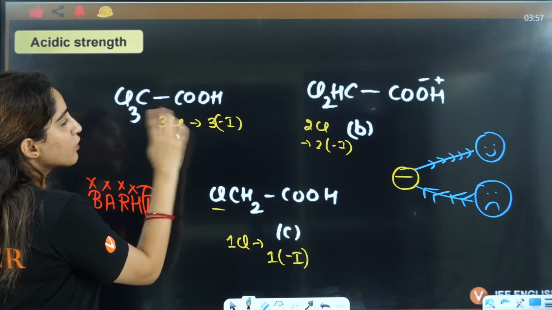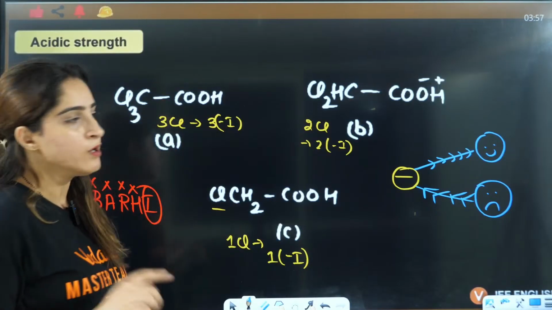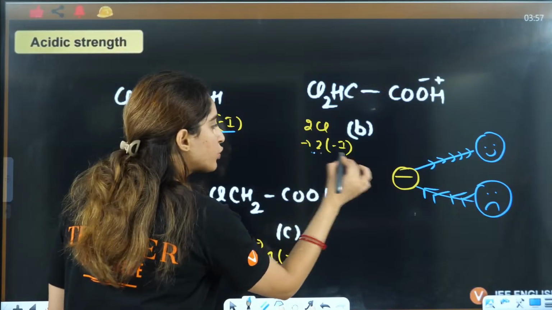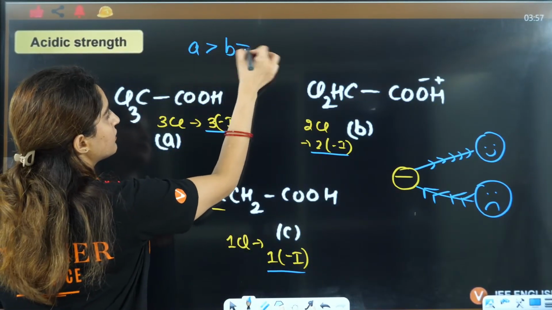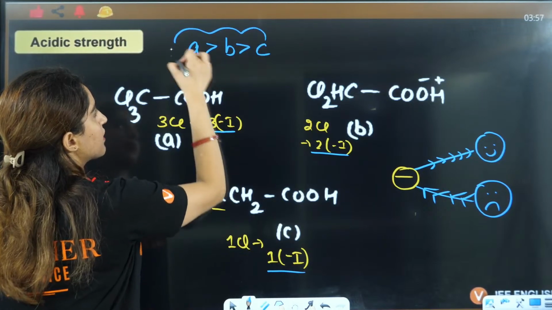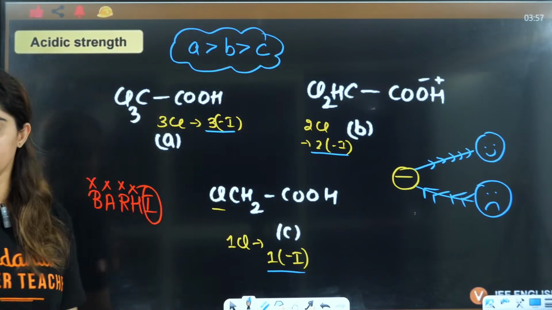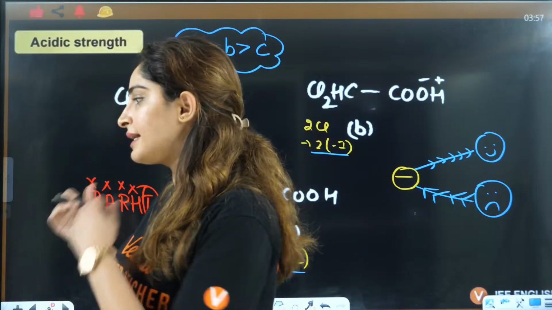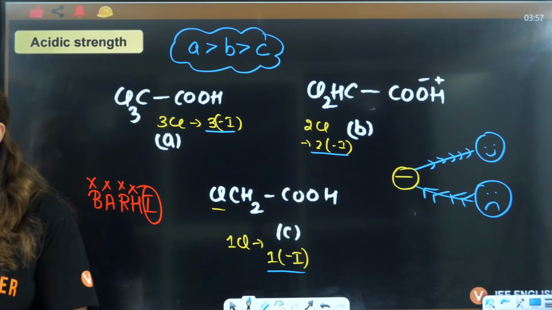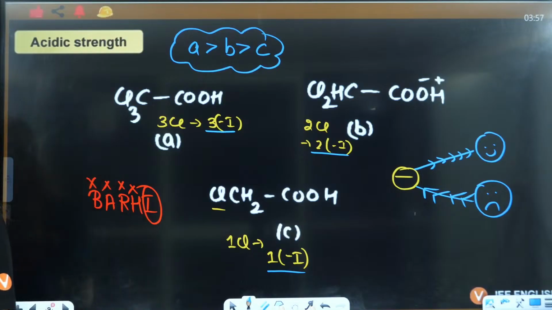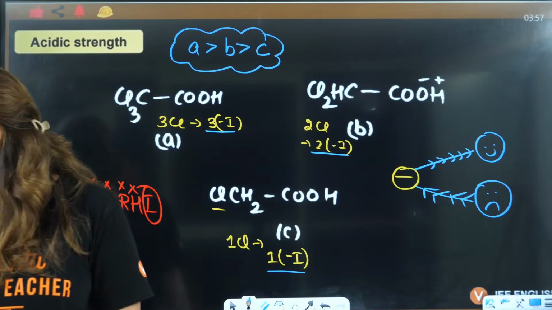So the more friends you have, the more stable you will be. Here you have 3 friends, here you have 2 friends, here you have 1 friend. So that means A, then B, then C is the correct answer here. Is that clear to everybody? A, B and then C is the correct answer here. Everybody here? Done?